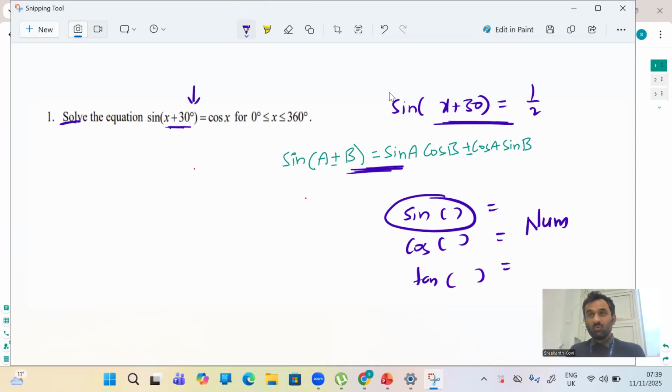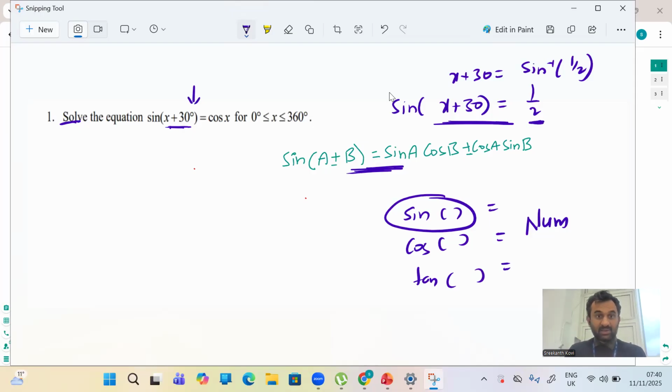Then you find what is x plus 30, meaning you find x plus 30 equals sine inverse of half, and you know how to do thereafter. You find the angle and you use CAST or you use graphs to find the angles. So remember, the point is whenever you have a ratio given here, even though you can apply the double angle formula, there is no need because there is already a number here.